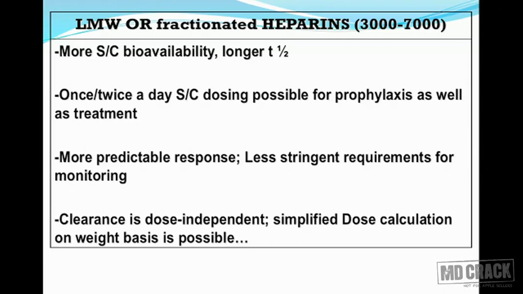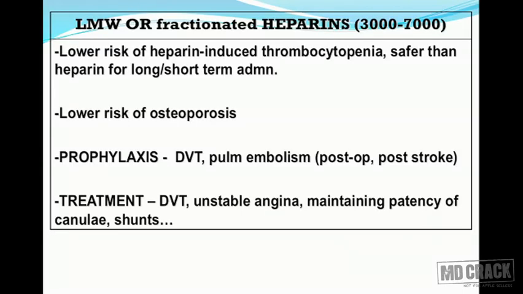Next, their clearance is dose dependent. So simply you can calculate the dose based on the body weight of the patient. So dose calculation on simple weight basis is possible because the clearance is dose dependent. Are you seeing some great advantages? More bioavailability, longer half-life. You can just give it once or twice a day. Response is predictable. Too much of stringent monitoring requirements are cut down. And because the clearance is dose dependent, you can simply calculate the dose on the basis of body weight.